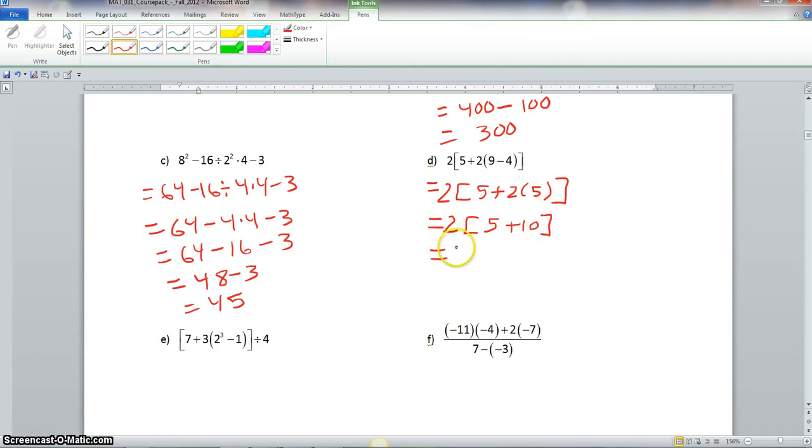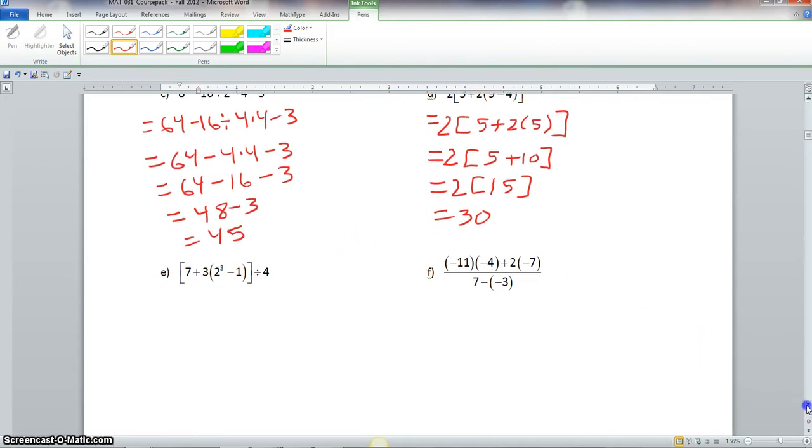Now we're still working inside this bracket. We have 5 plus 10, which is 15. And 2 times 15 is 30. So that took care of example D. Now we go to example E and F.